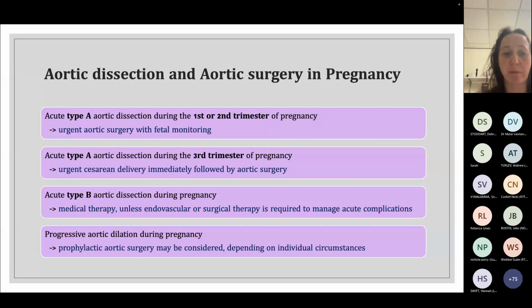If that's type B aortic dissection, it's usually medical therapy that is recommended, and endovascular surgical therapy is required only to manage acute complications, but endovascular treatment is usually avoided in patients with heritable conditions. Very rarely we would consider prophylactic surgery during the pregnancy when there is rapid growth of the aorta.